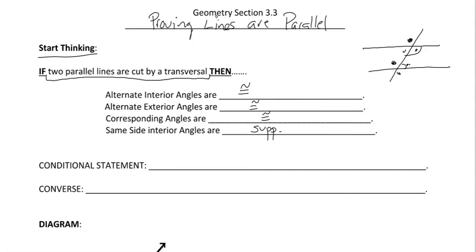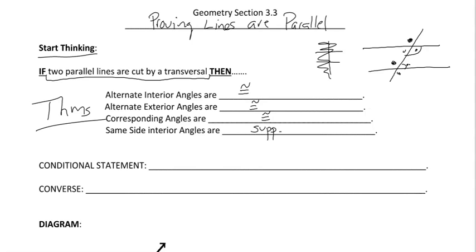The main thing, if you get to a test or a quiz and you forgot this, make sure you do not make your transversal perpendicular, because then all of them are going to be both supplementary and congruent, because they're all going to be right angles. So don't do that. Once again, the theorems themselves say if the lines are parallel, then alternate interior angles are congruent, alternate exterior angles are congruent, corresponding angles are congruent, same side interior angles are supplementary.